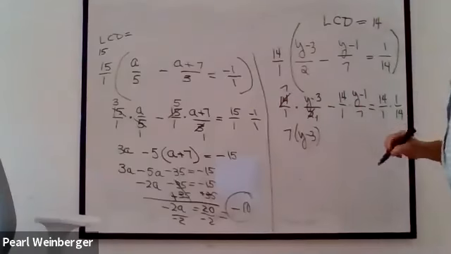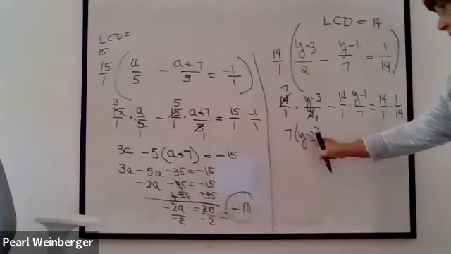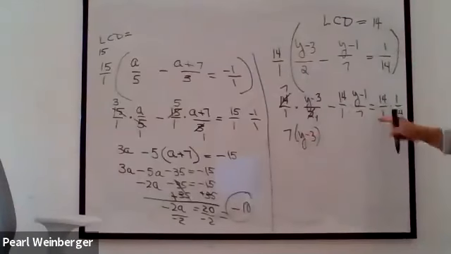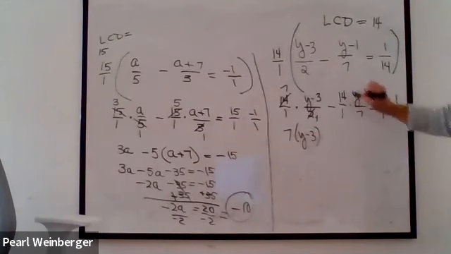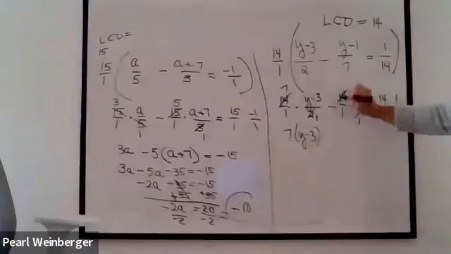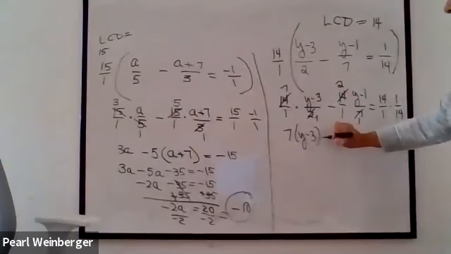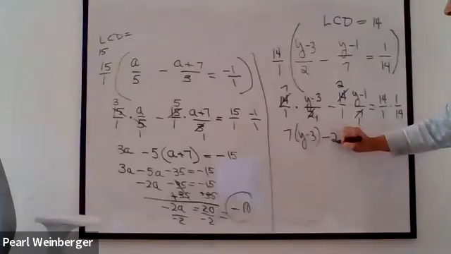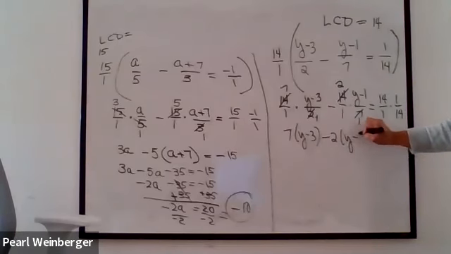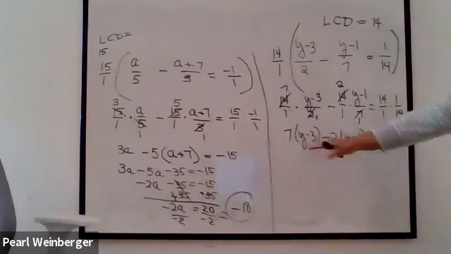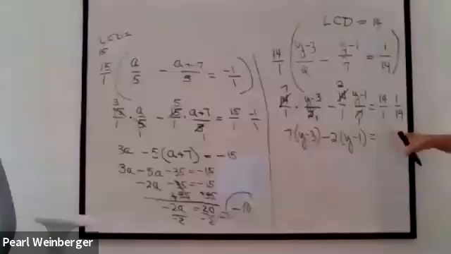Right? That takes care of that first fraction. Now on the second fraction, there's a 7 and a 14. I can divide the 7 by 7. That'll give me my 1. And the 14 divided by 7 is 2. So therefore, I'll have a negative 2 times y minus 1. Notice I don't have to put in any denominators because all my denominators are 1.